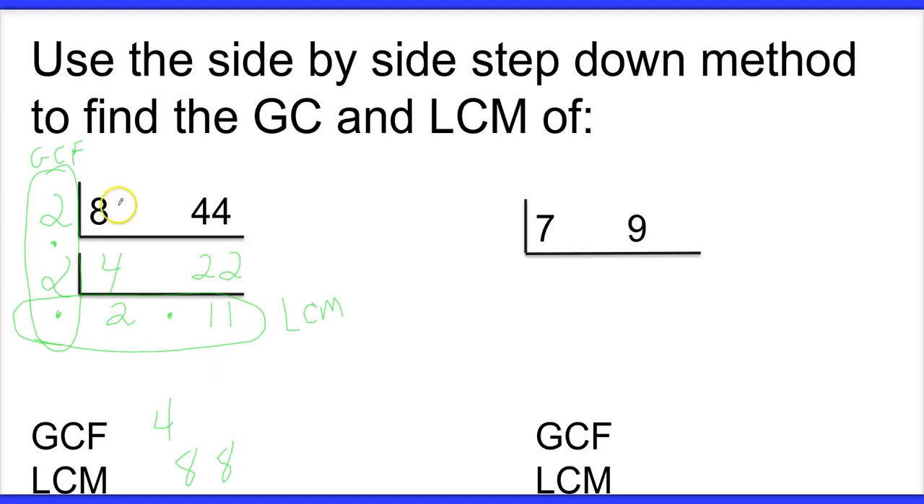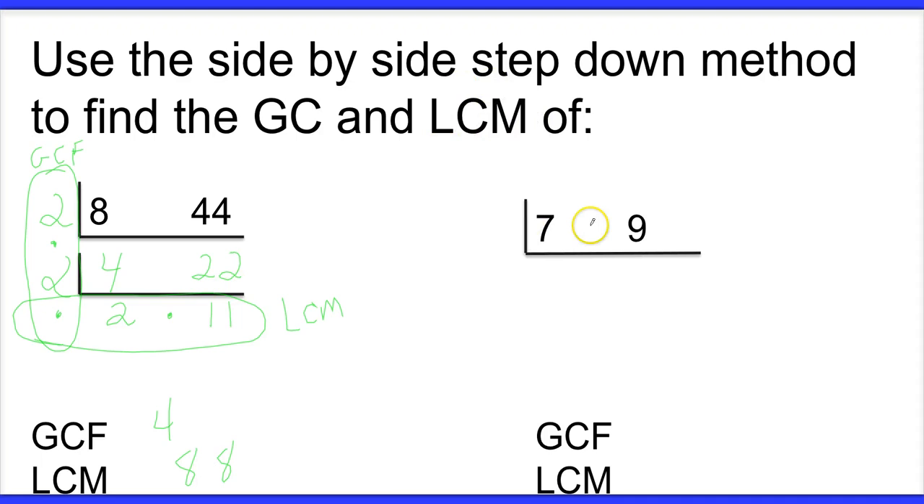Well, now let's think, does this make sense? Is there an 88 in the 8 table? Yes, 8 times 11. Is there an 88 in the 44 table? Yes, 44 times 2. So I have an 88 in both the 8 table and the 44 table, and I have a factor of 4 in both 8 and 44. So I've got my greatest common factor and my least common multiple.